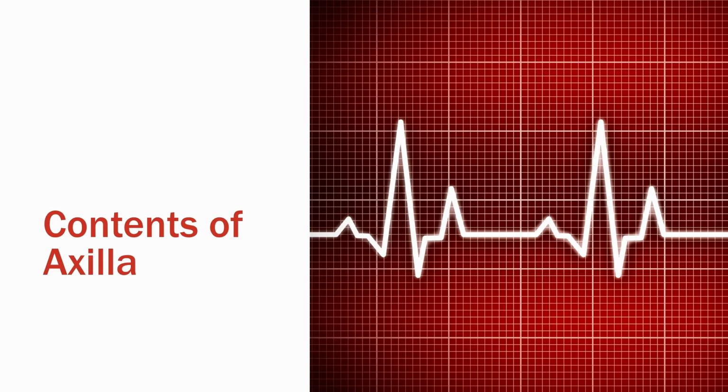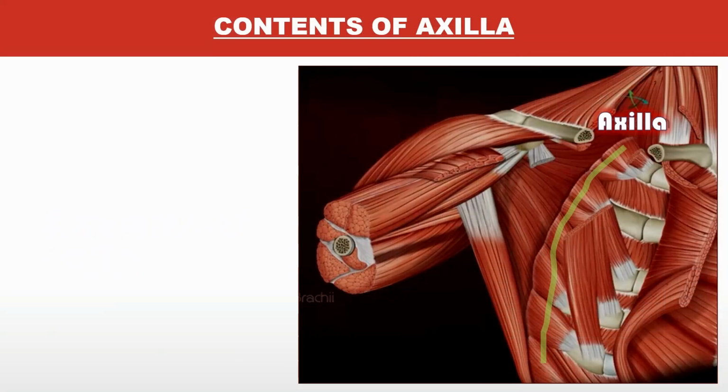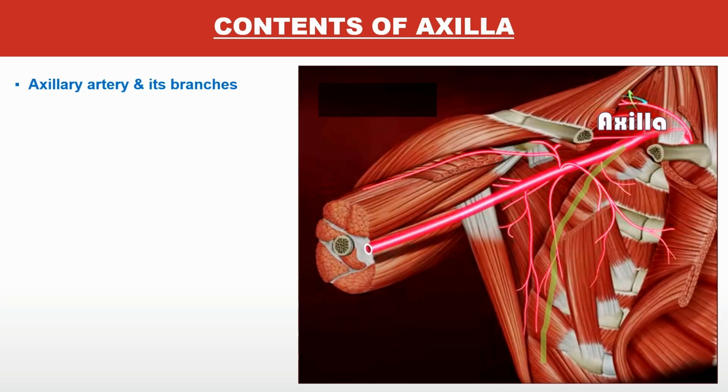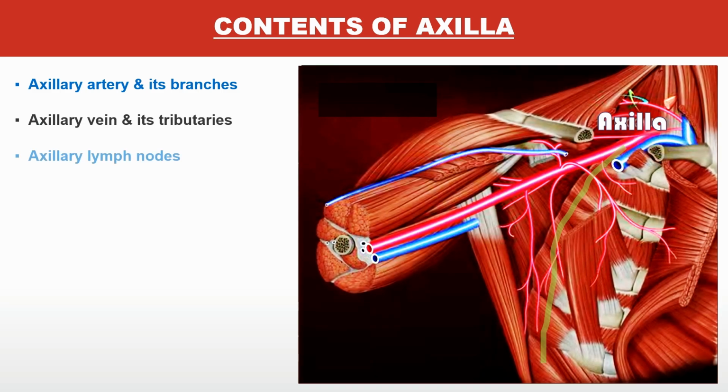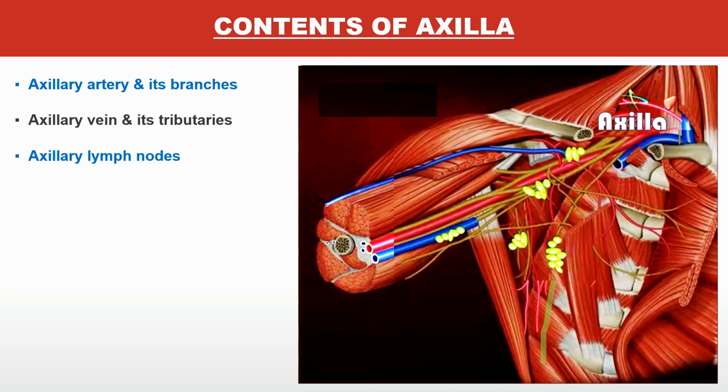Whatever structures are present in the root of the neck, they are coming towards the upper limb. So those will form the contents of the axilla. So it is the axillary artery, the axillary vein, the axillary lymph nodes. Now, the structures that are present in the axilla are the axillary artery and the axillary vein.